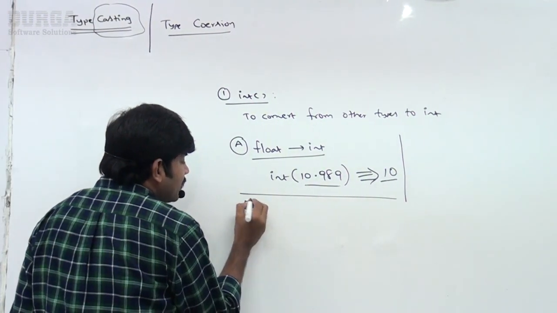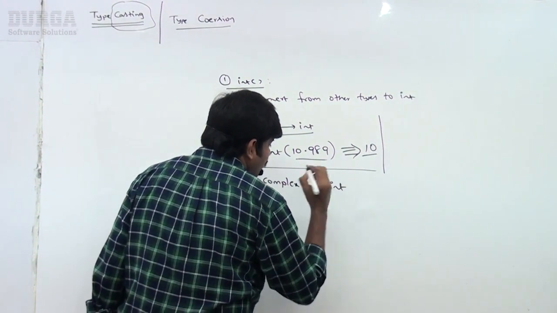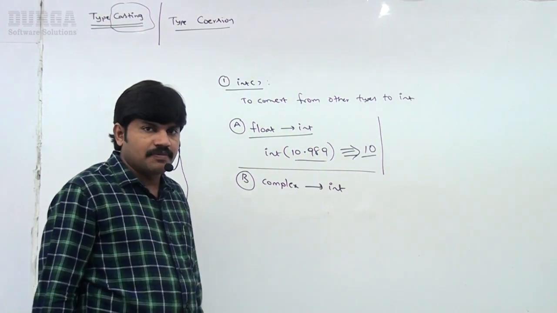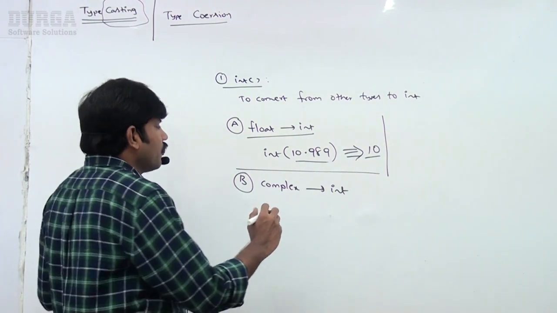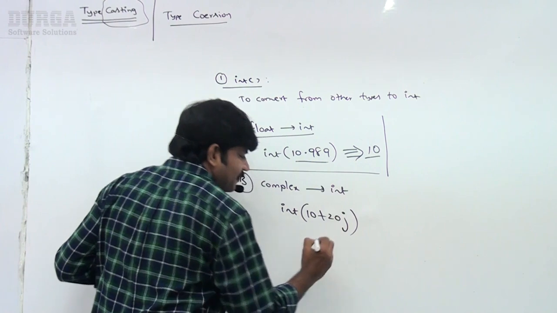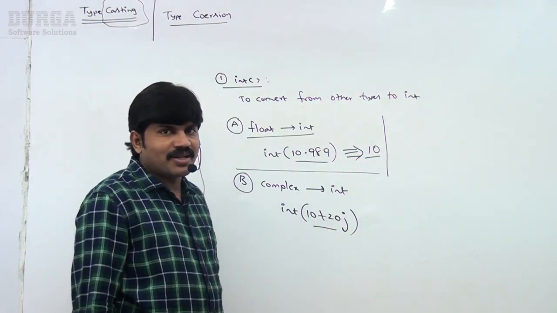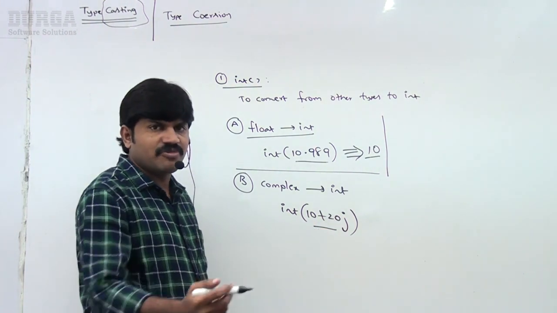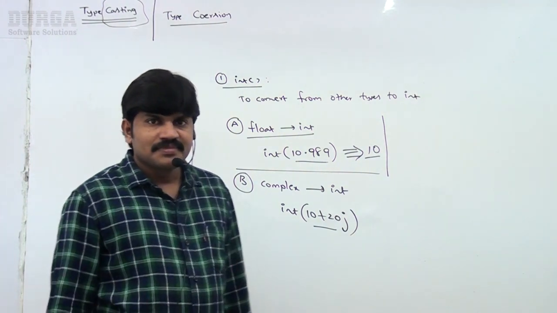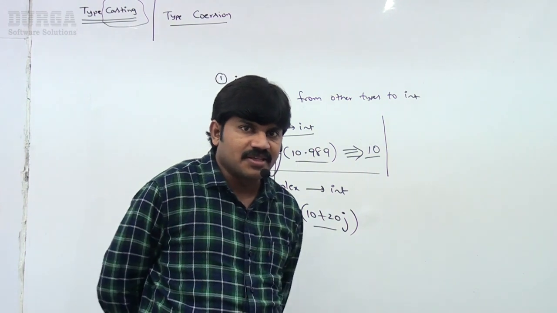Okay, well, sir, next possibility, complex. I have a complex value, sir. Is it possible to convert complex to integer type? Sir, I want to convert a complex number to integer type. So please make sure what we are going to get. int of 10 plus 20j. Can you please tell what I am passing? Respond. What am I passing? int of 10 plus 20j I am passing. Can you please tell what result we are going to get in this case?